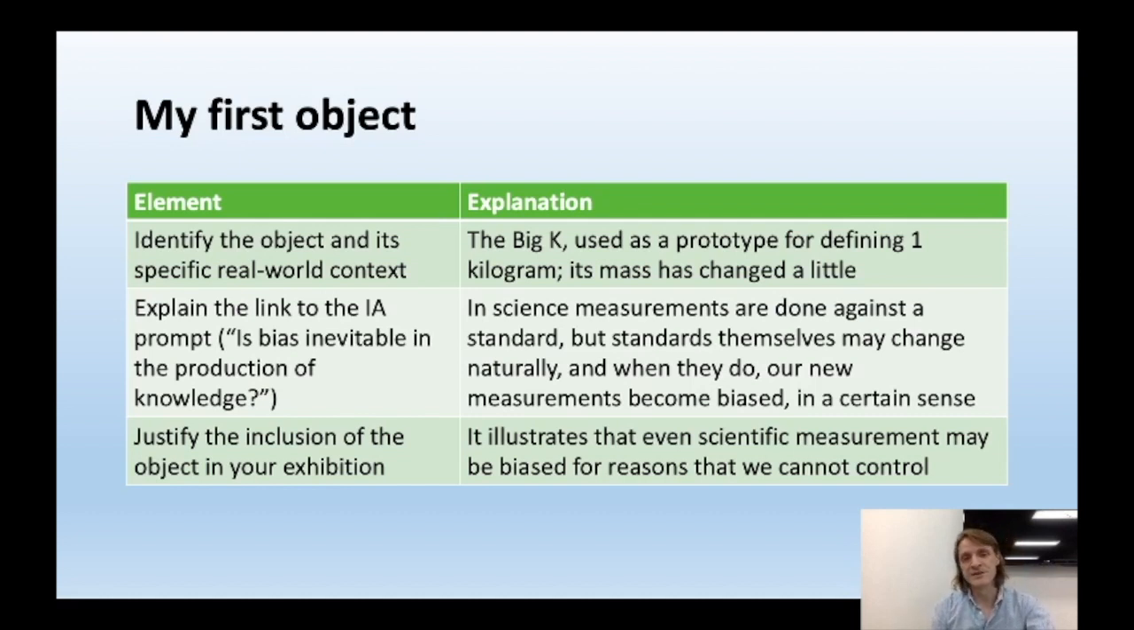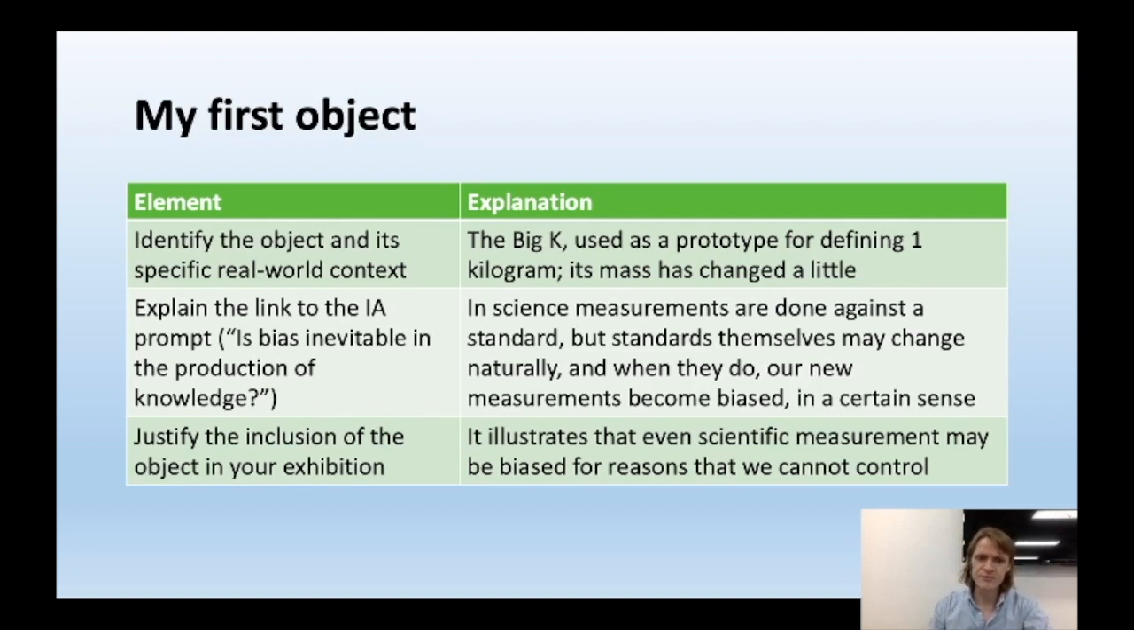How will I explain the link to the IA prompt? Well, I can say that in science, measurements are done against a certain standard or a prototype. But standards themselves may change naturally due to laws of nature that we have no control over. And when they do change, our new measurements become biased in a certain sense.